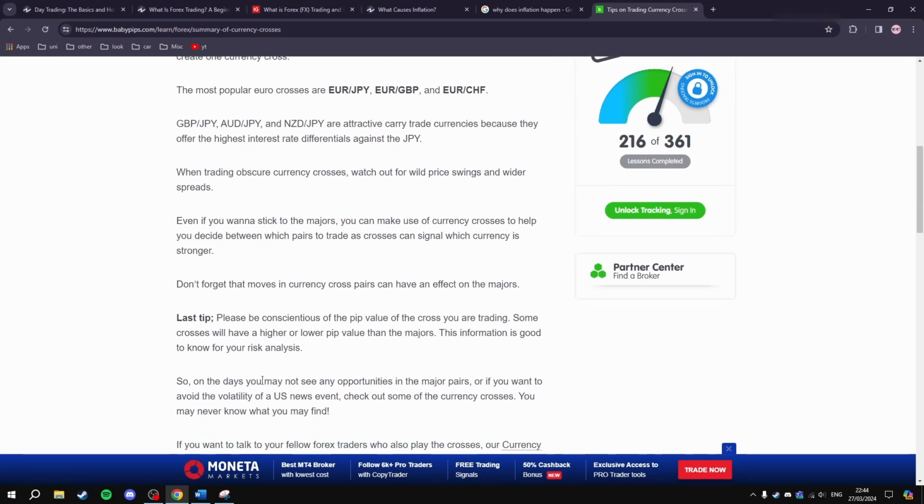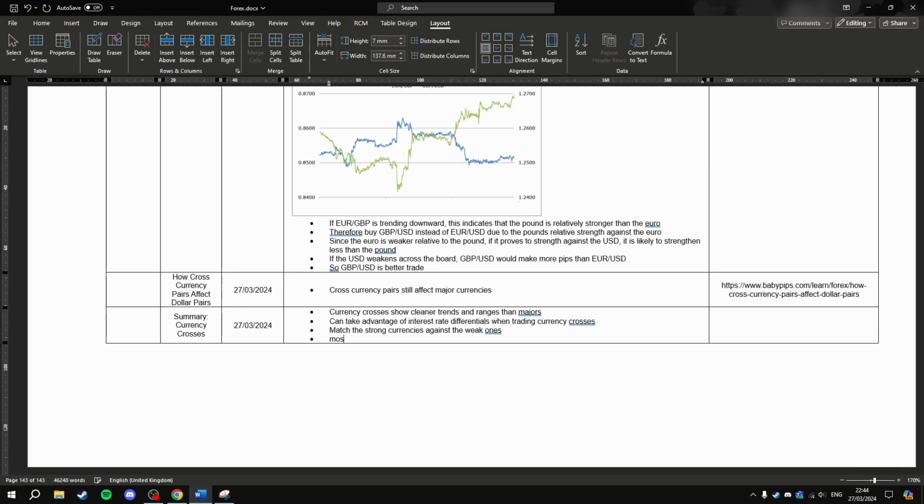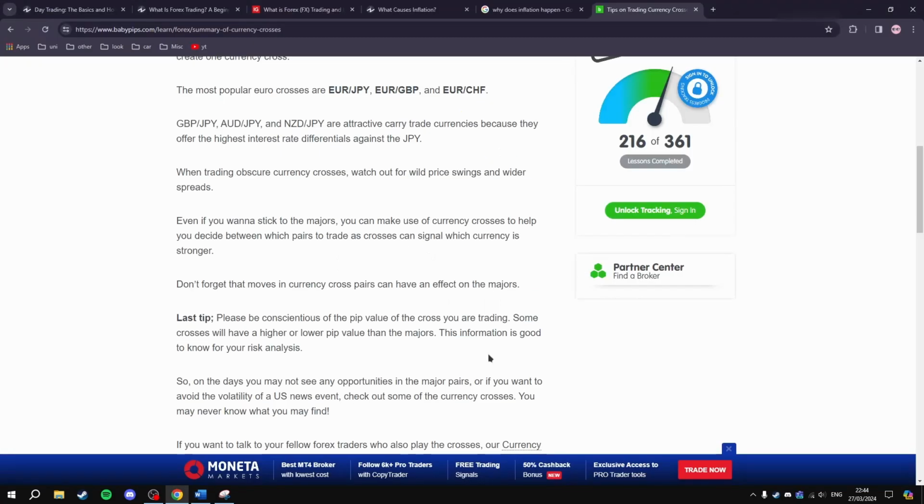The most popular Euro crosses are Euro JPY, Euro GBP and Euro CHF. GBP JPY, AUD JPY and NZD JPY are attractive trade currencies because they offer the highest interest rate differentials against the JPY.